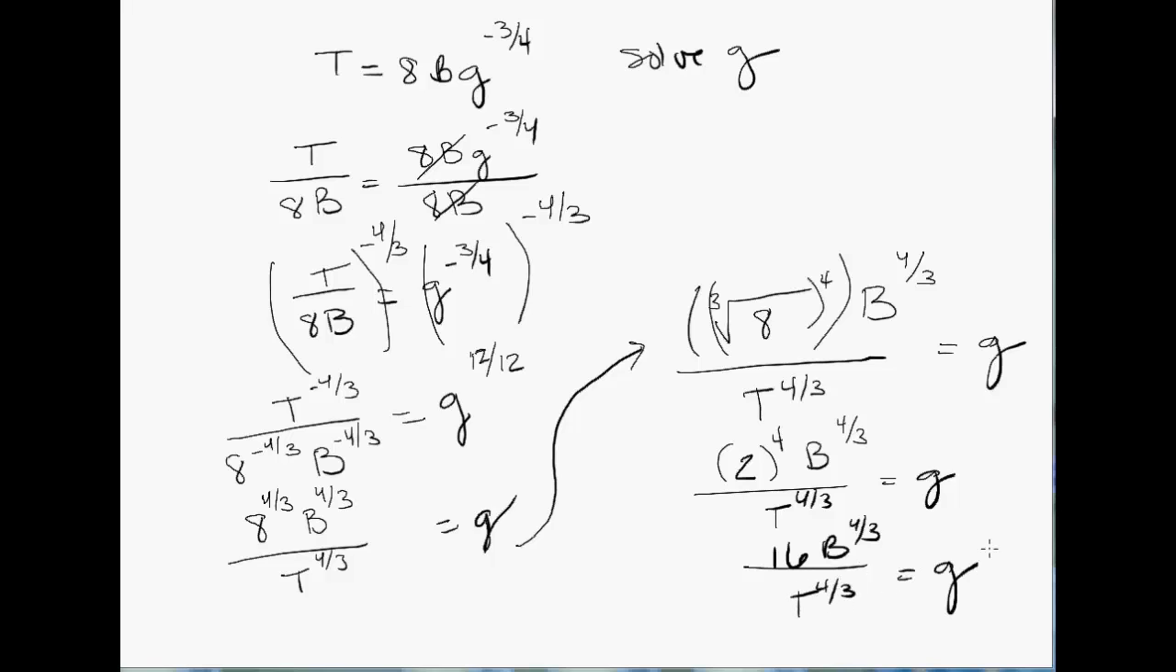Well, this is as far as we can go. G is isolated, everything else has been simplified. So the answer is G equals 16 times b to the 4/3 power over t to the 4/3 power. Okay, well that concludes this video.